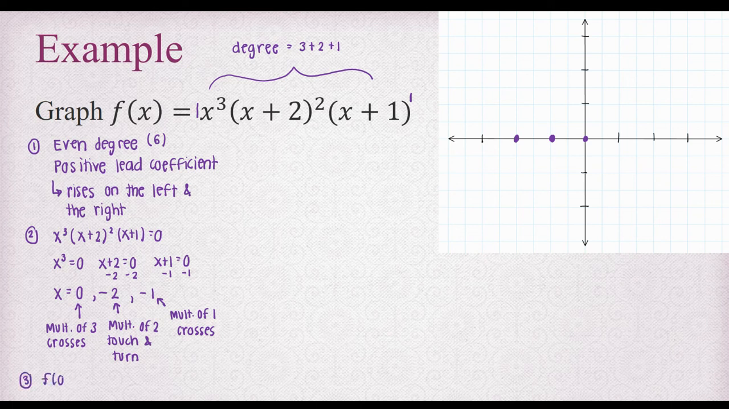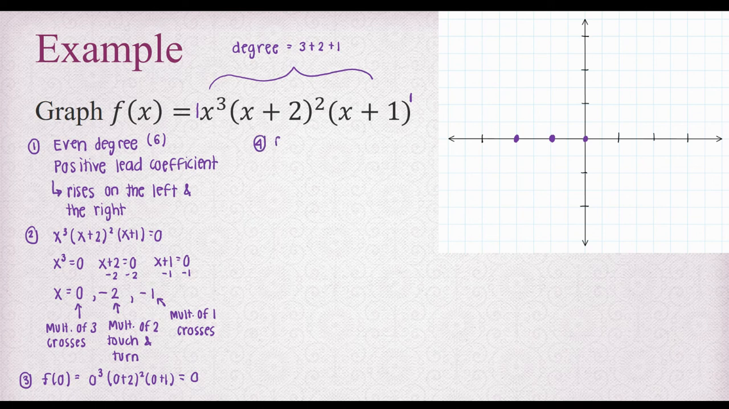So that means I'm going to substitute 0 into my function. So we're going to have 0 to the third power times 0 plus 2 quantity squared times 0 plus 1. Even though we could find numbers for what we have in parentheses, because it's essentially going to be multiplied by 0 cubed, which is 0, that whole product is going to turn to 0, which once again makes sense. (0, 0) is going to be on my graph because it's not only an x-intercept, it's a y-intercept as well.